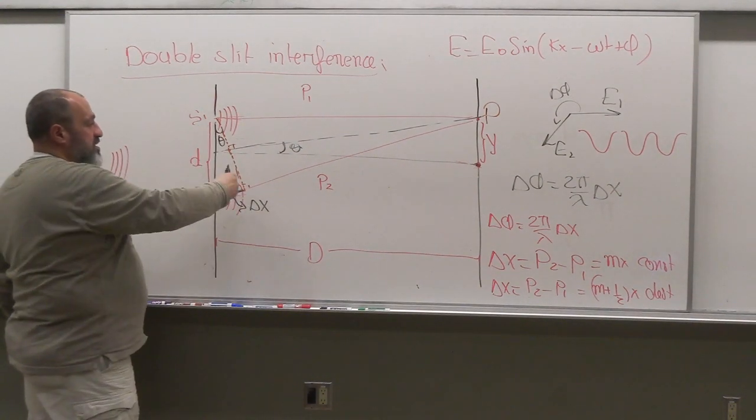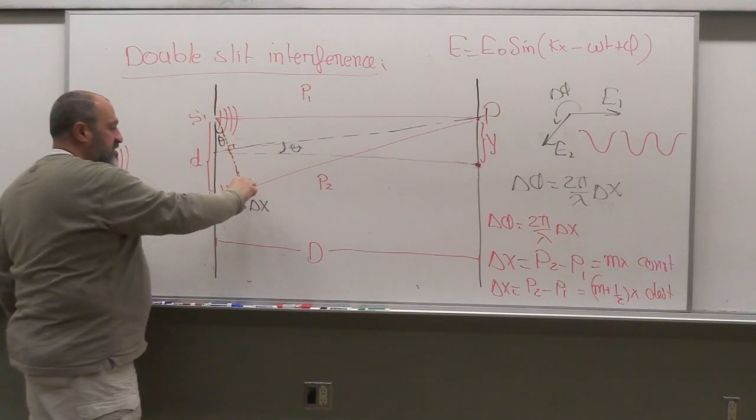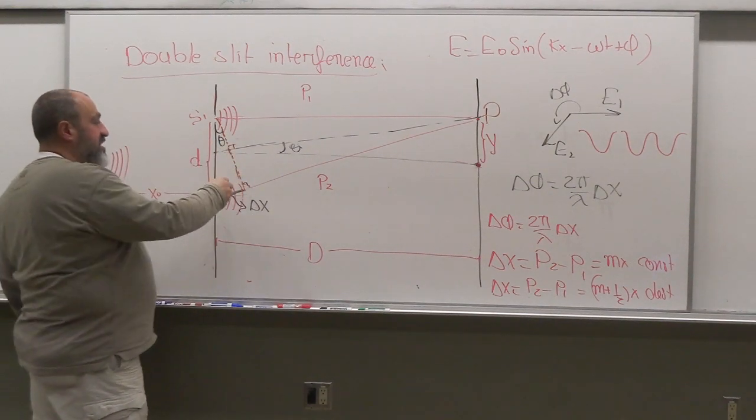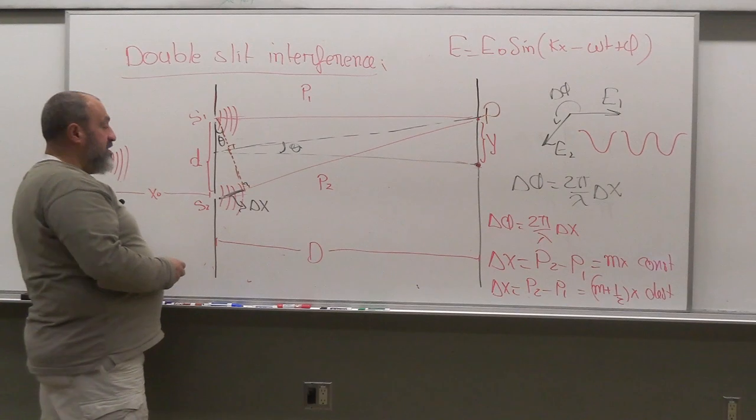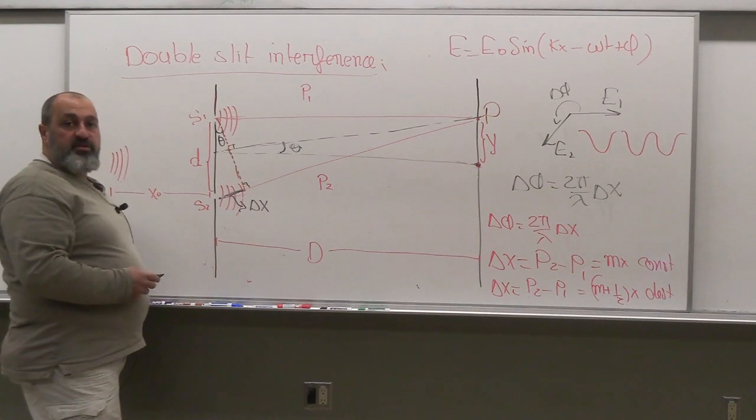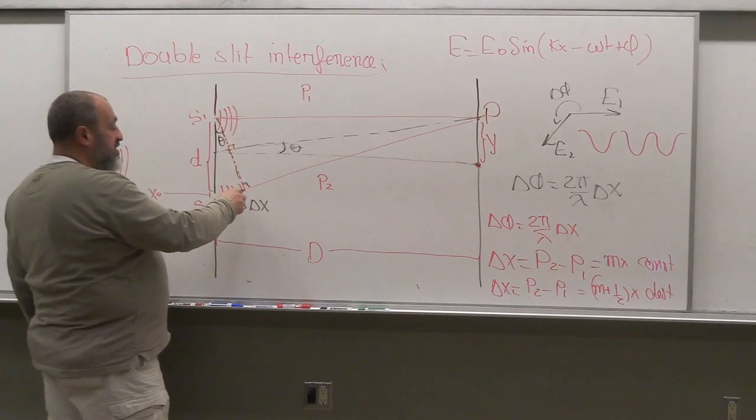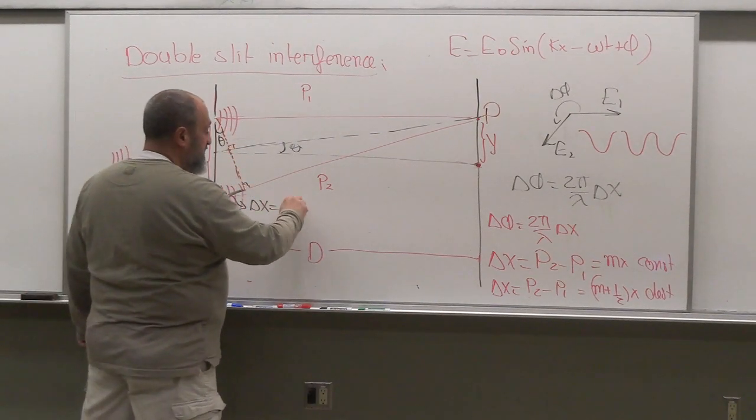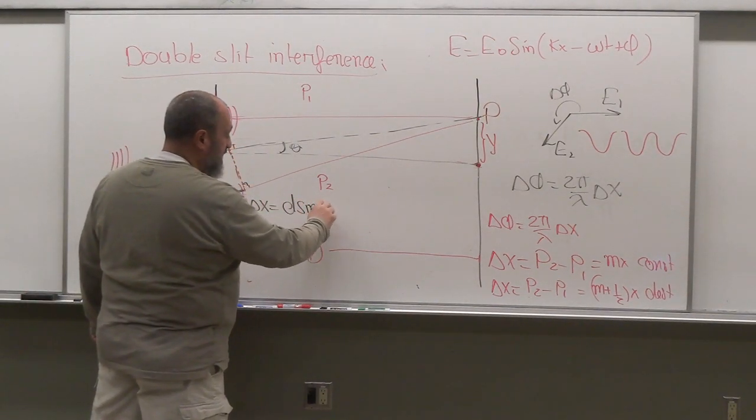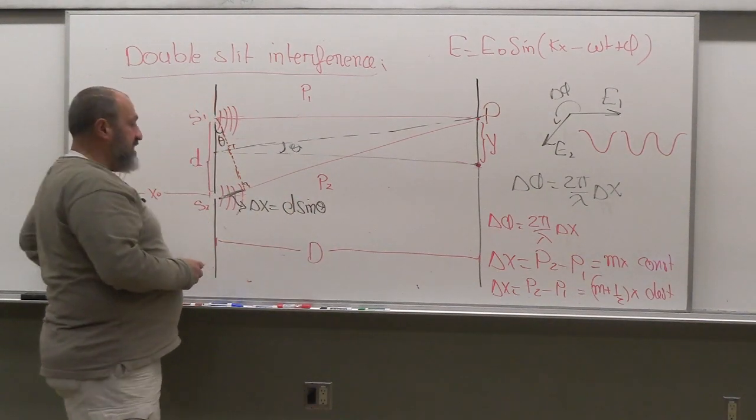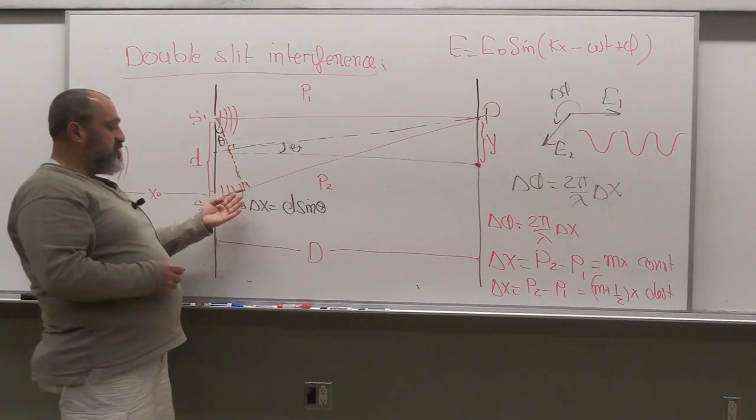Look in this triangle. If this is 90, it is more or less 90 because of small angles, and if we accept that this is the case, which is okay to assume, then this distance, delta x, is equal to d sine theta. That's the path difference, and it depends on theta. The bigger theta is, the bigger this will be.